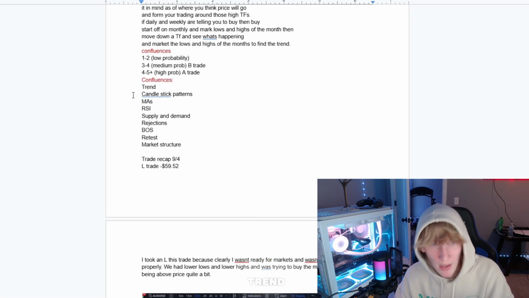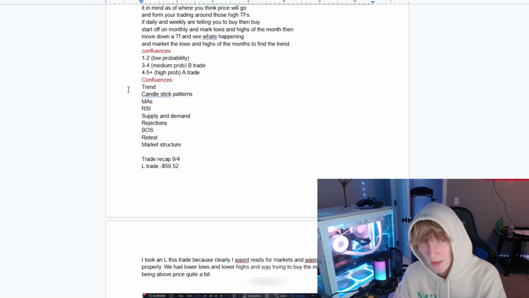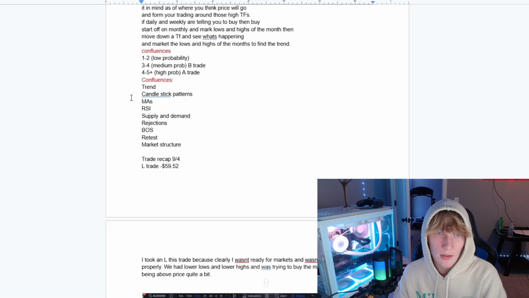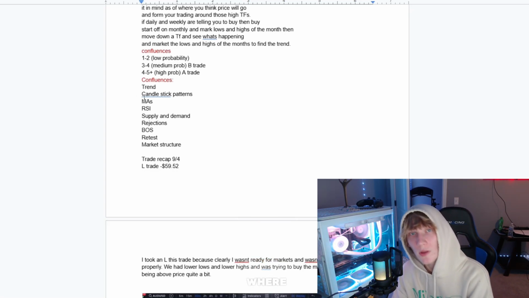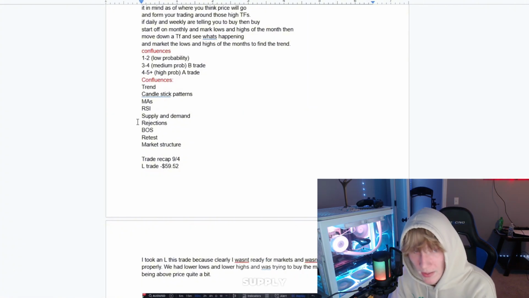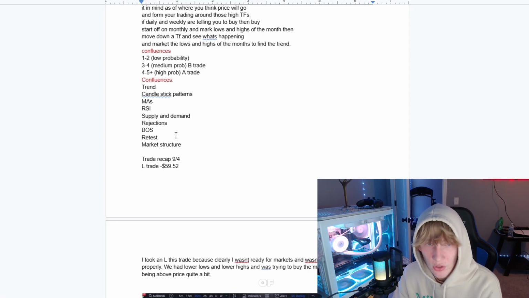We have the trend. If it's in line with the trend, that's obviously a confluence. We have candlestick patterns, because that's what I trade. That's my entries. Moving averages, so where the moving averages are, where's the RSI on the chart, the supply and demand or support resistance. We have rejections, we have break of structure.